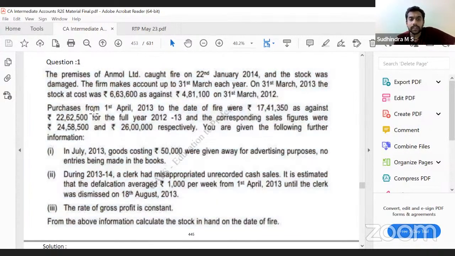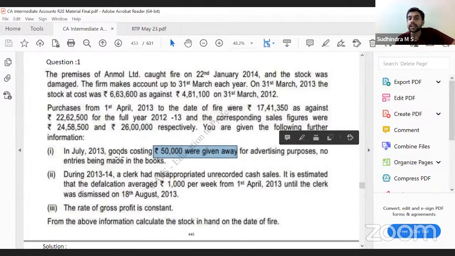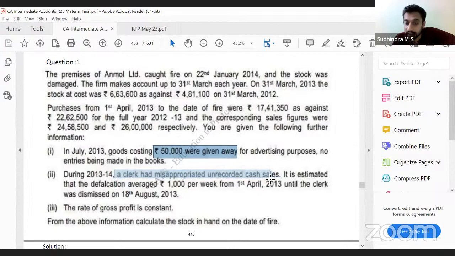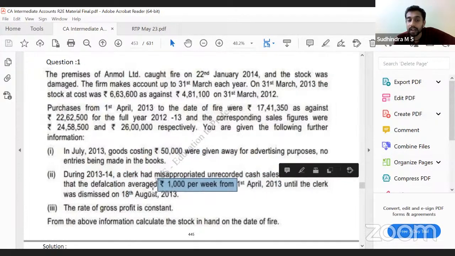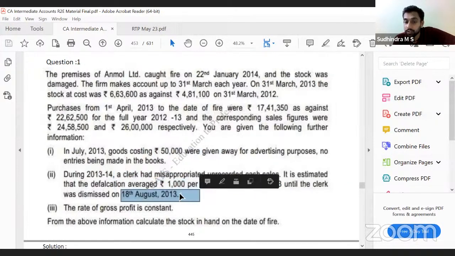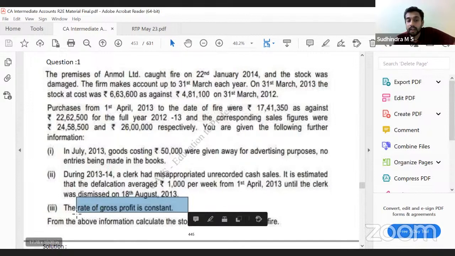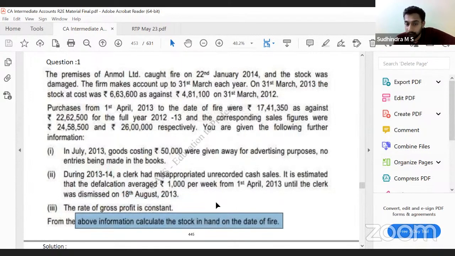Then purchases from 1st of April 2013 to the date of fire were 17,41,350 as against 22,62,500 for the full year 12-13. Corresponding sales figures are 24,58,500 and 26 lakh respectively. You are given the following further information. In July 13, goods costing 50,000 were given away for advertising purpose, no entries being made in the books. During 13-14, a clerk had misappropriated unrecorded cash sales. It is estimated that the defalcation averaged 1,000 per week from 1st of April 2013 until the clerk was dismissed on 18th of August 2013. Rate of gross profit is constant. From the above, calculate the stock in hand on the date of fire.